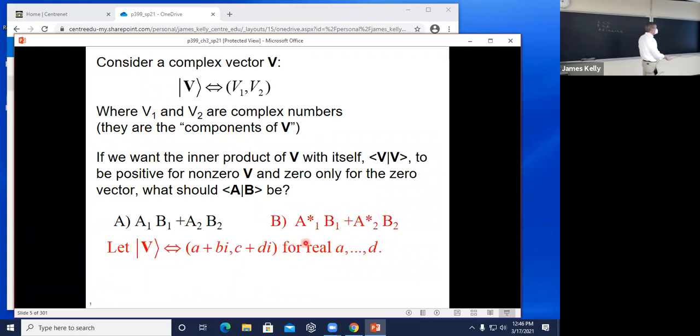Why is B going to be the generalization? Now, B reduces to this formula, of course, when we're talking about a real vector space, but we need those complex conjugates, the stars on the first vector in the inner product.